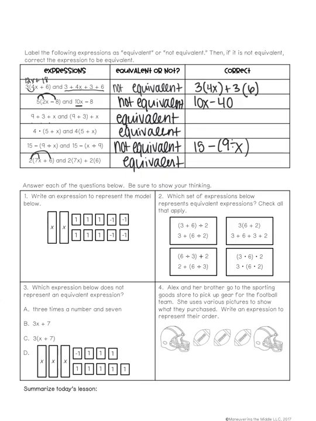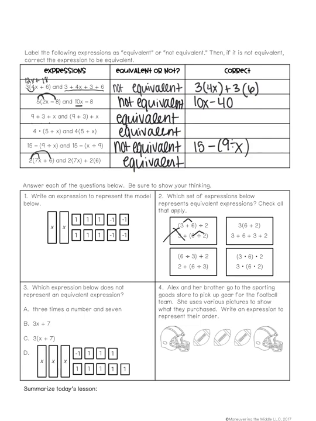All right, so we're going to look at number 2. Which set of expressions below represents equivalent expressions? Check all that apply. Okay, so we have (3 plus 6) divided by 2, or 3 plus 6 divided by 2. If I add 3 and 6 together first, I get 9 divided by 2, whereas here, I have 3 plus 6 divided by 2, which is 3 plus 3. So those are not going to end up with the same thing.